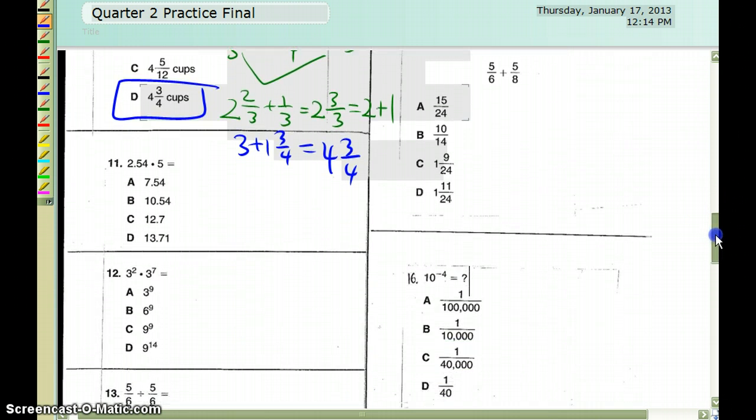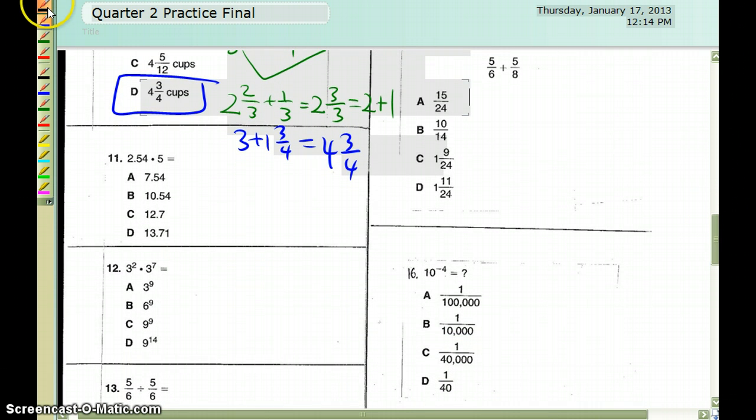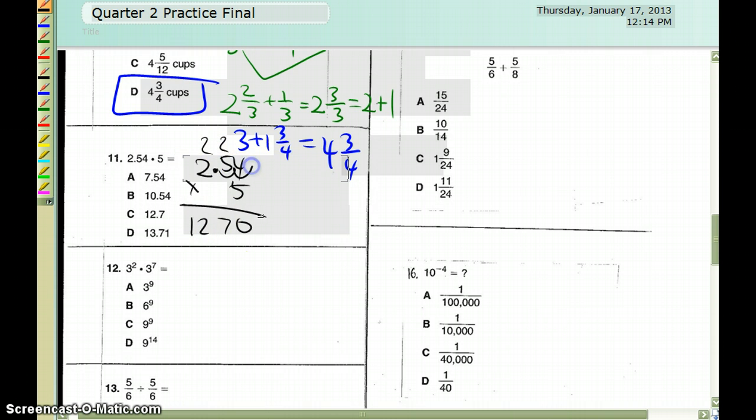Number 11. I have a decimal times 5, so I need to take 2.54, multiply it by 5, and I'm just going to line it to the right, and then multiply from there. And my decimal should go 1, 2 spaces, so I'm going to start here and go 1, 2, giving me 12.7.